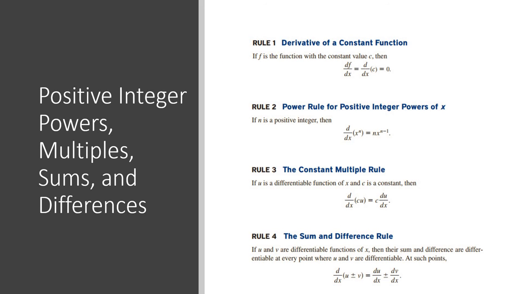Next, we have rule number 4, the sum and difference rule. If u and v are differentiable functions of x, then their sum and difference are differentiable at every point where u and v are differentiable. At such points, we have d/dx of u plus or minus v is equal to du/dx plus or minus dv/dx.